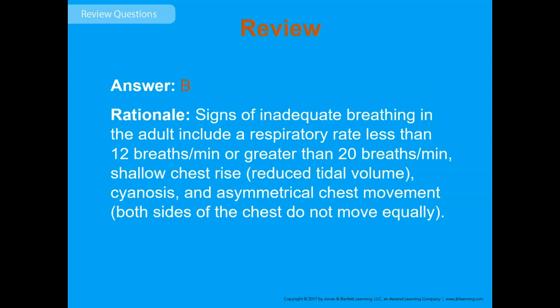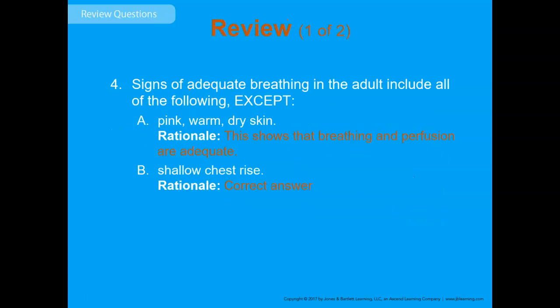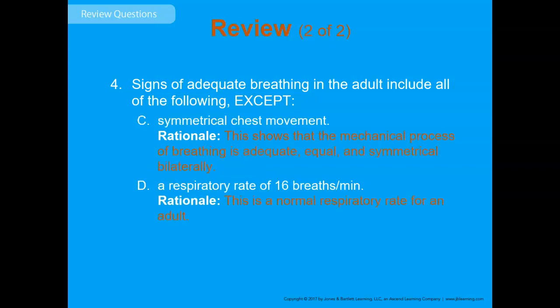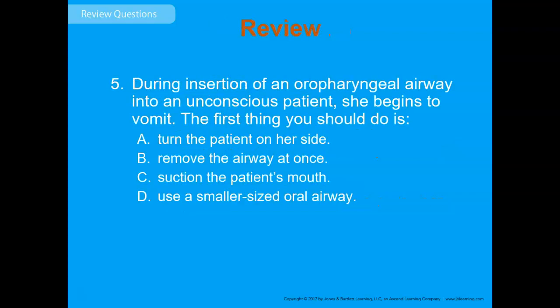Signs of inadequate breathing in the adult: less than 12, greater than 20, shallow chest rise or reduced tidal volume, cyanosis, asymmetrical chest movement. So pink, warm, and dry shows that breathing and perfusion are adequate. Symmetrical chest movement shows the mechanical process of breathing is adequate, equal, and symmetrical. And a respiratory rate of 16 is a normal respiratory rate.